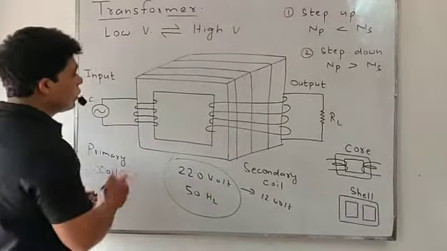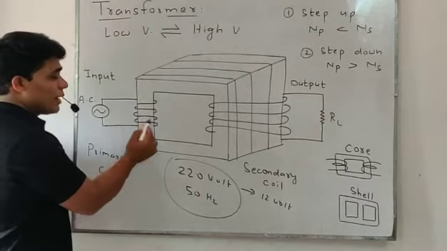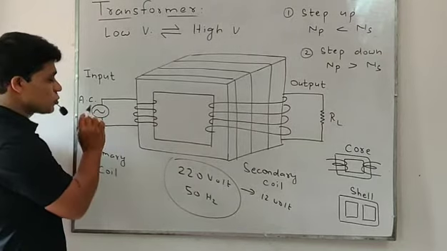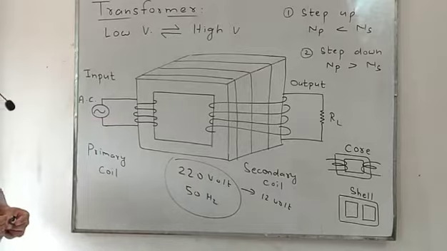Look students, on the soft iron core, the coil that is connected with the main supply, that provides the supply, that is connected with the AC source, is said to be the primary coil, and this is called the input circuit.